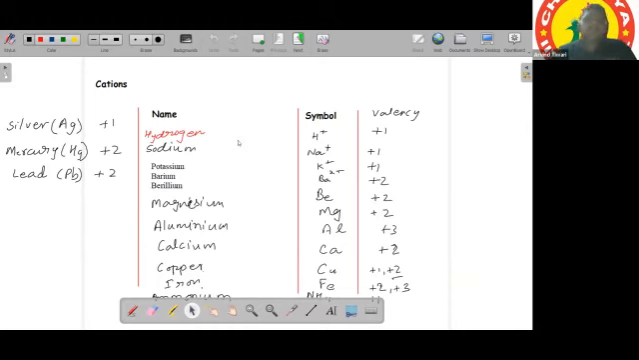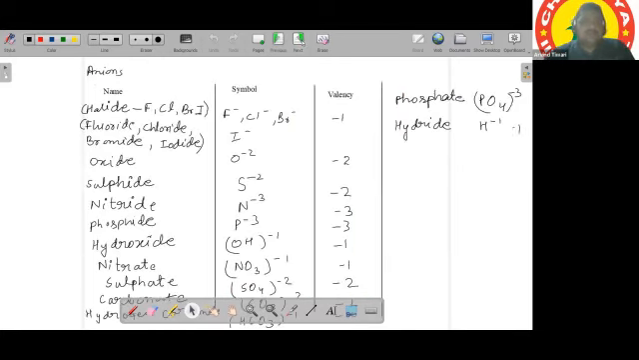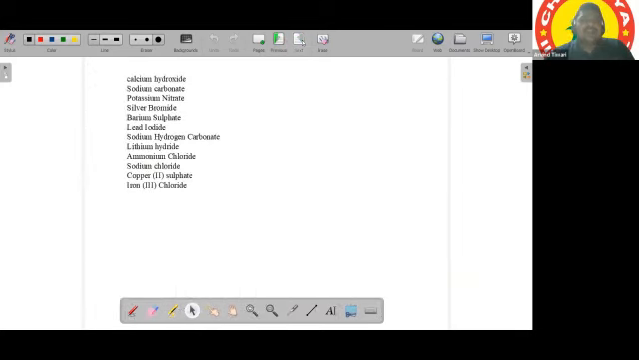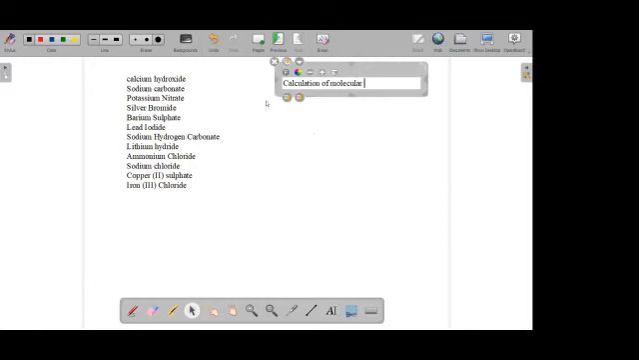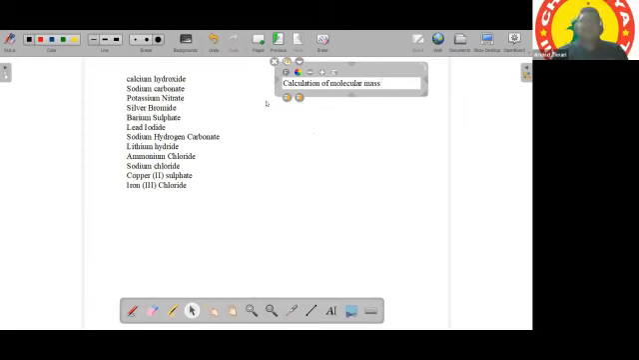Now, the next important thing that we have to do in this chapter is learn these two tables. Then the next part that we have to know is calculating the molecular masses. A question may be asked from here also, on calculation of molecular mass. So I hope all of you know how to calculate the molecular mass. Yes, sir. Okay, so just with one example, we'll proceed.